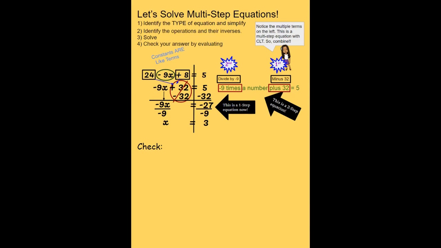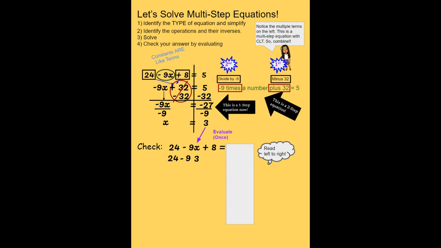Now let's check our answer and make sure that it is correct. Let's start by rewriting the original equation. 24 minus 9 times a number plus 8 equals 5. Now let's evaluate. We're going to evaluate just once because there's only one variable. At this time, we don't need to look at the right-hand side, so let's cover it up. Starting from the left, let's write down what this says. 24 minus 9, there's an x, and we're saying the value is 3.